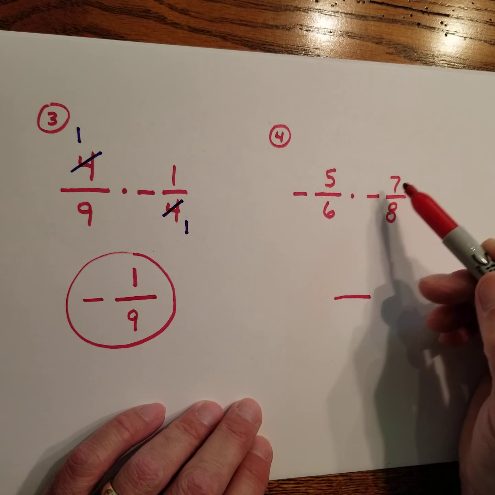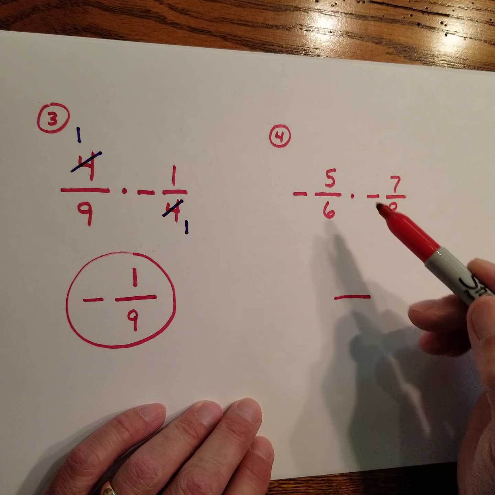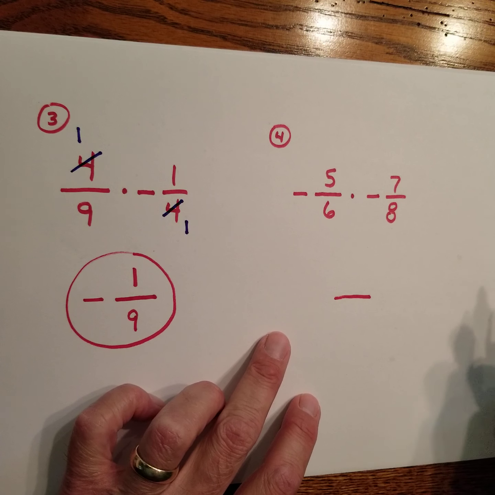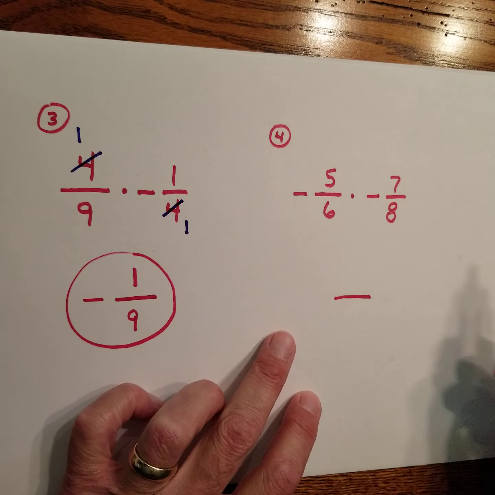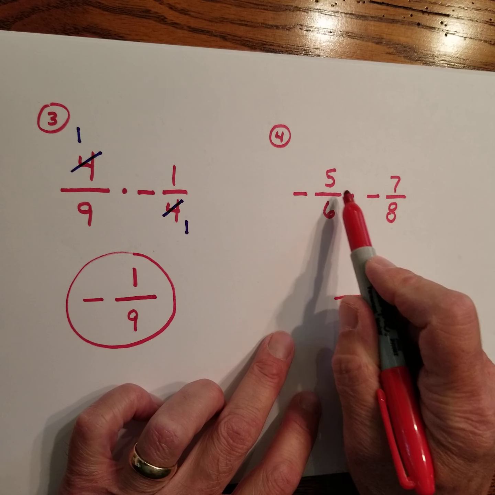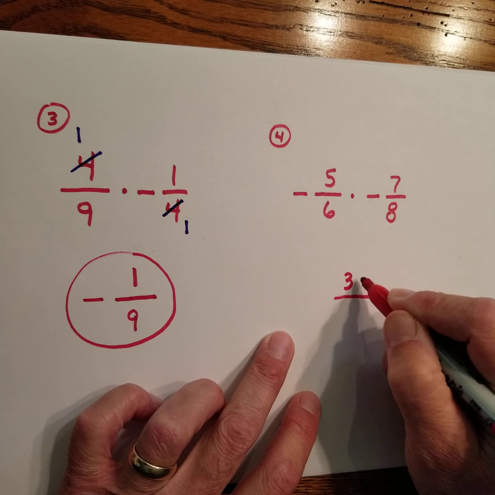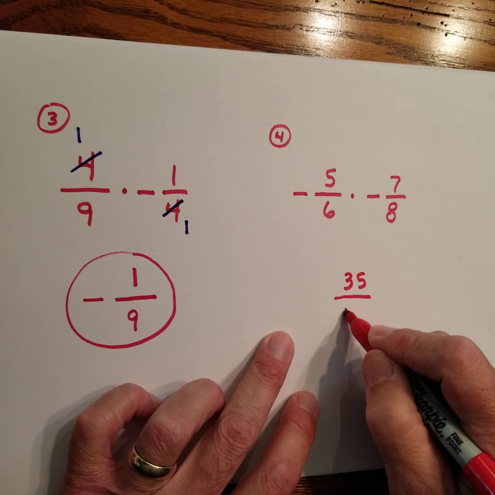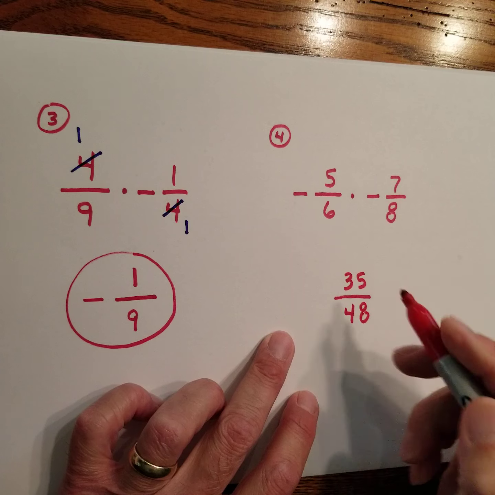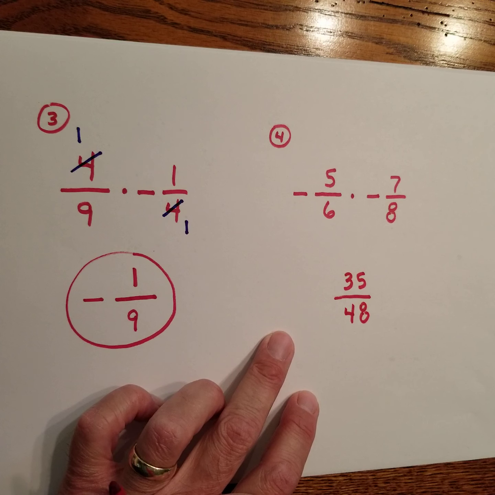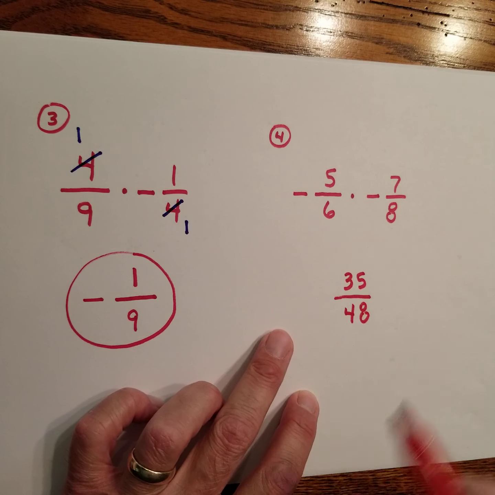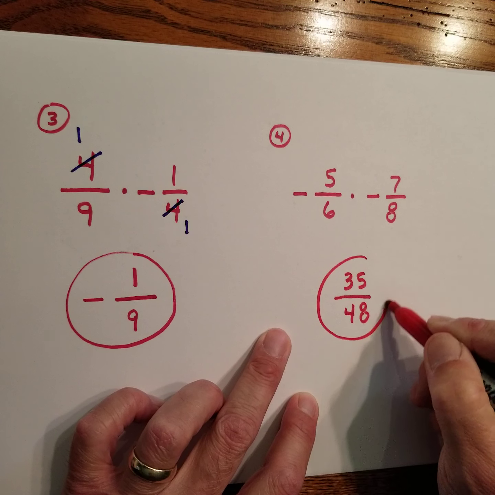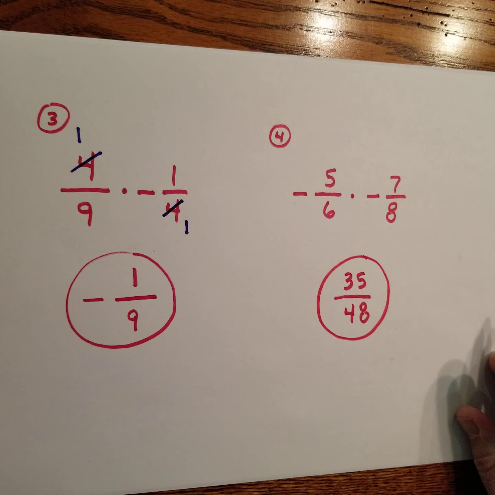You can't reduce 7 and 6. You can't reduce 5 and 8. Nothing reduces, so all we do is multiply. Multiply the numerators, 5 times 7. Multiply the denominators, 6 times 8. And since I had 2 negatives and I'm multiplying, my final answer is positive. Looks great.